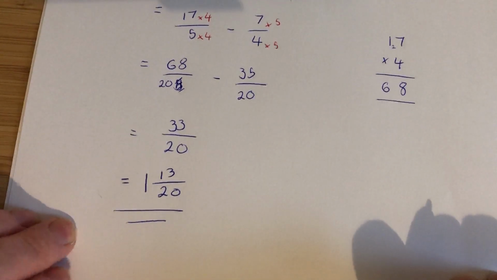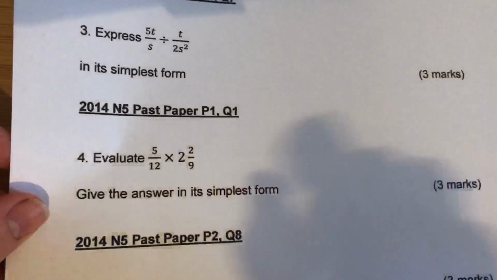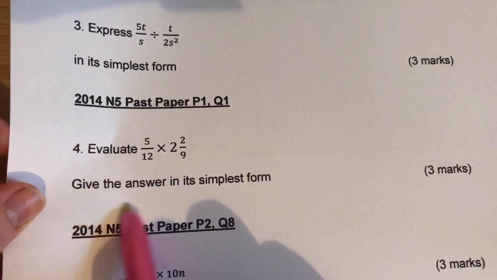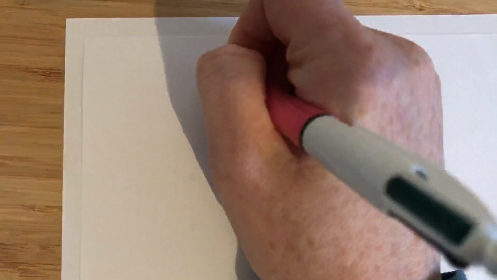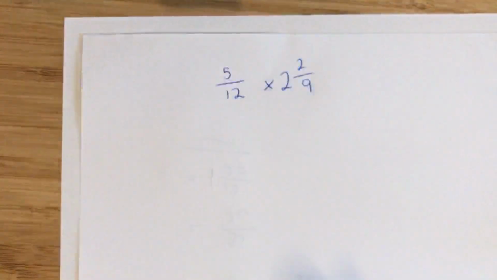I'm now going to look at a division question and a multiplication question, looking at past paper questions again. This one here from the 2014 paper, evaluate 5/12 times 2 and 2 9s, giving your answer in the simplest form. So just writing that onto my paper. We've got 5/12 multiplied by 2 and 2 9s.